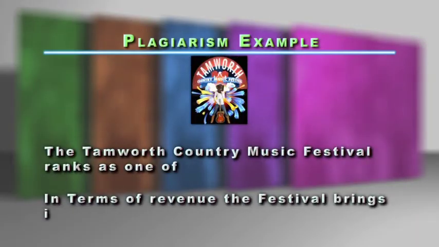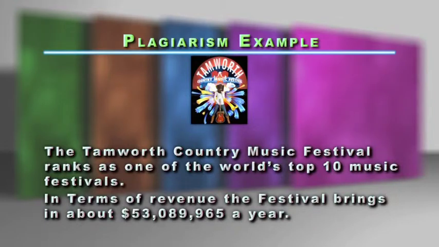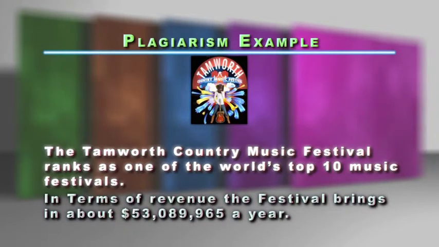There are 3 pieces of information in this example that are not the student's own work and have not been referenced. The image at the top is not a creation of the student. There is a statement stating that the Tamworth Country Music Festival ranks as one of the world's top 10 music festivals. This fact is not something that the student would have personally researched and published. This information must have been obtained from another source.